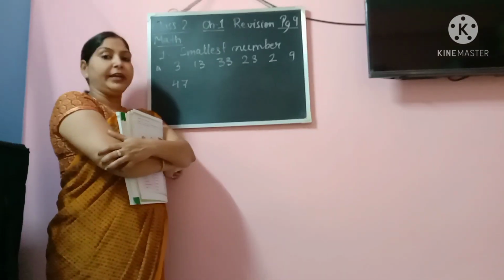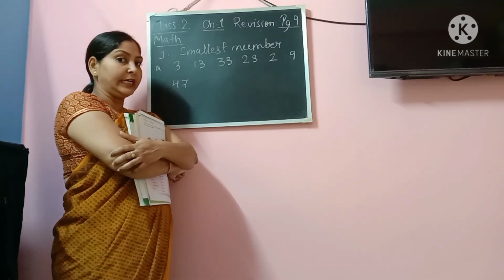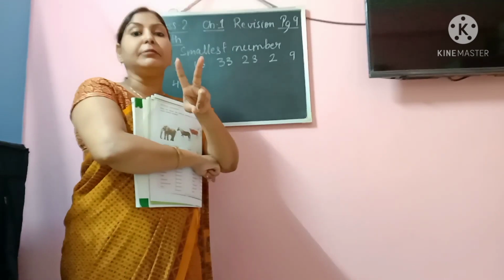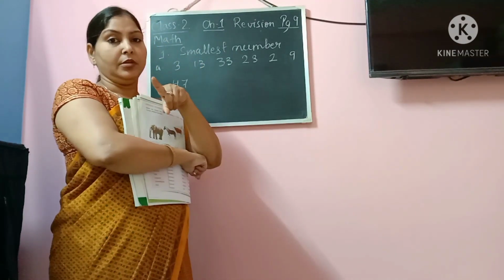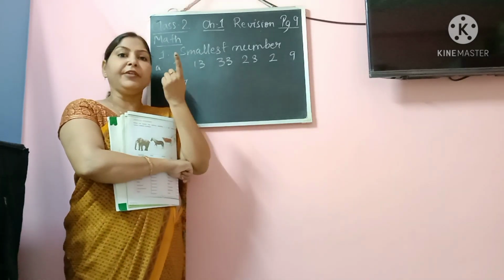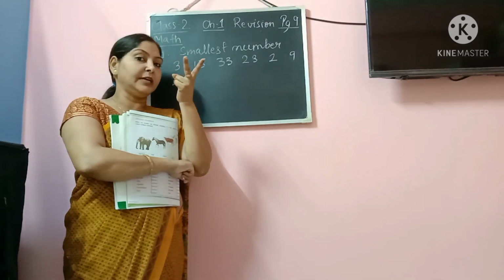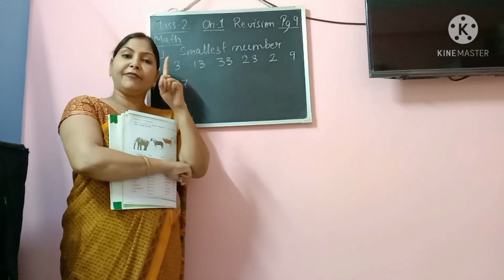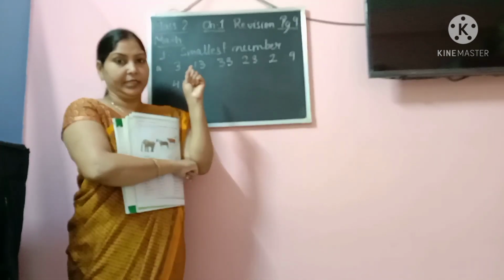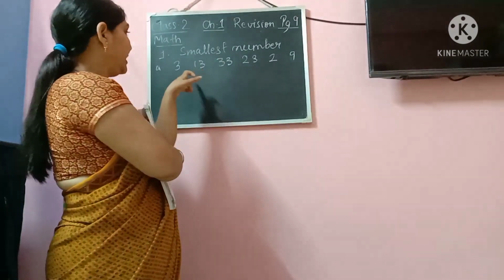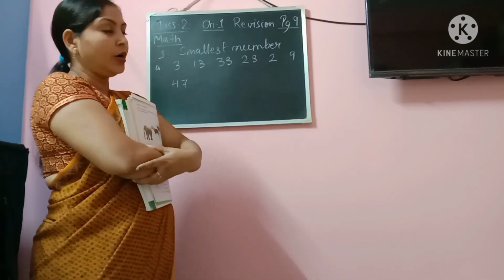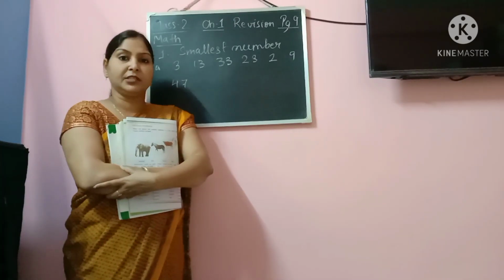See, when we have to find the smallest number, that means we need to understand the comparison of numbers. Here we have 2-digit numbers also and 1-digit number also. So we know that 2-digit number cannot be the smallest. So we have to compare between all the 1-digit numbers. So from 1-digit numbers we can see here 3 to 9. Okay, so out of 3 to 9, which number is the smallest?